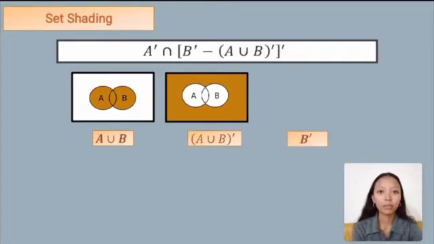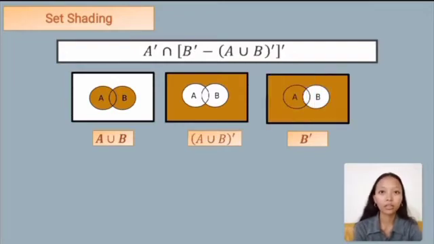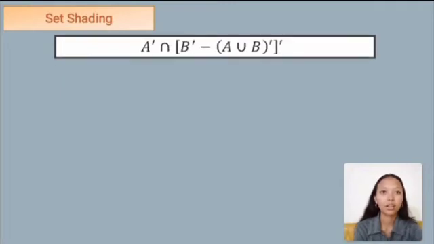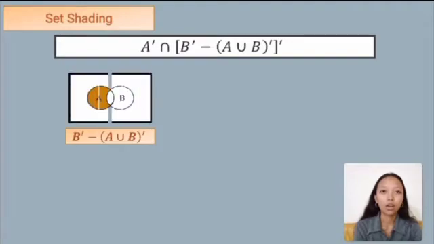Next is B prime or not B, which means we're gonna shade everything else outside the circle B, which would look like this. And we will not include the middle part of the two circles because it is also a part of circle B or the set B. Next is the B prime minus open parenthesis A union B close parenthesis prime. For this, we're gonna shade the circle A or the set A only.